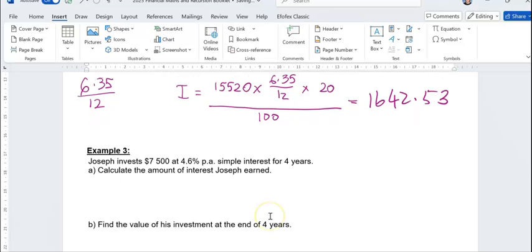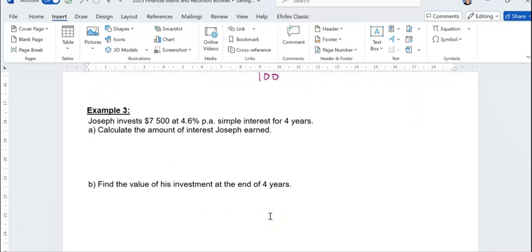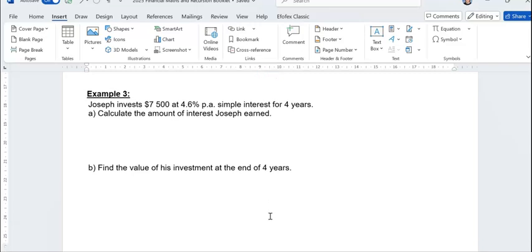The next one is a nice easy one for you to calculate yourself. Joseph investing, principal 7500, rate 4.6, time 4. And we can see in example 3 it's an easy one with no adjustments required. Per annum interest rate and years in terms of time. So the interest rate and the time in this one already match up, so there's no need to do any adjustments on this one.